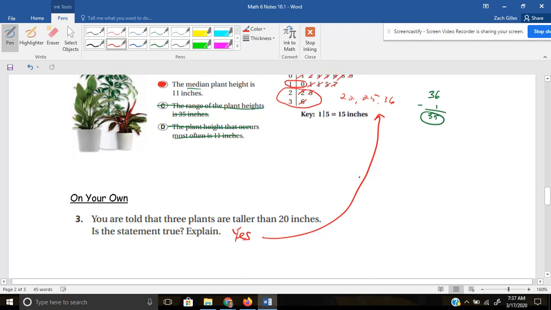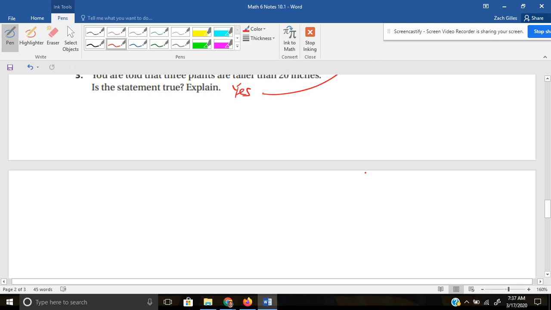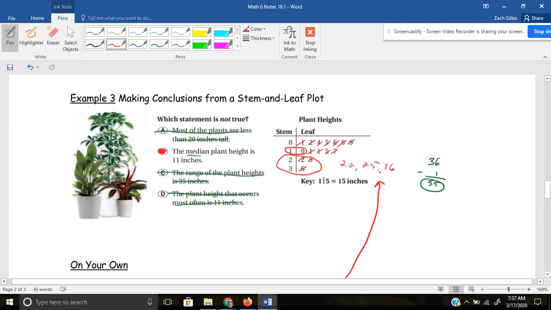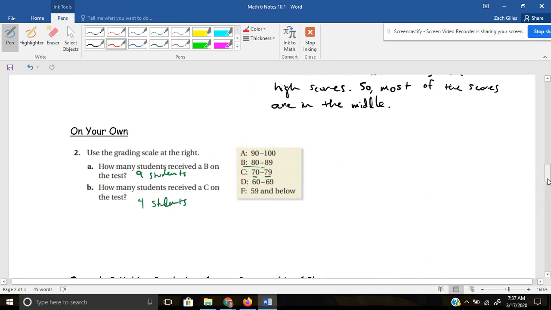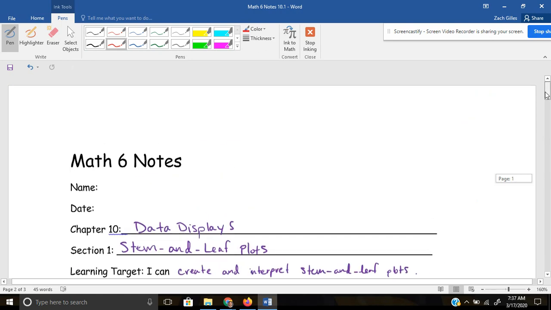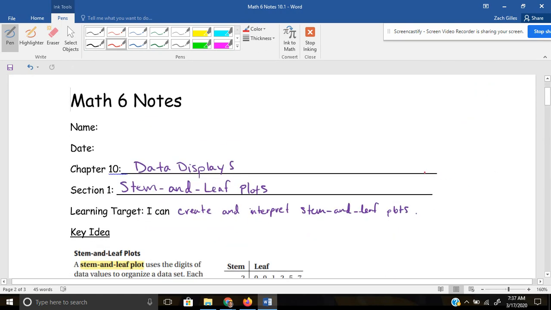All right, that does it for stem and leaf plots. Please let me know if you have any more questions on them. And I'll be back for 10.2 next time.